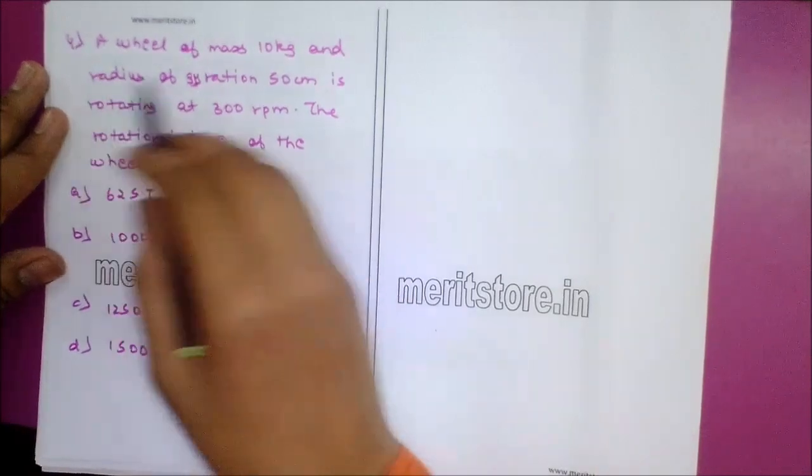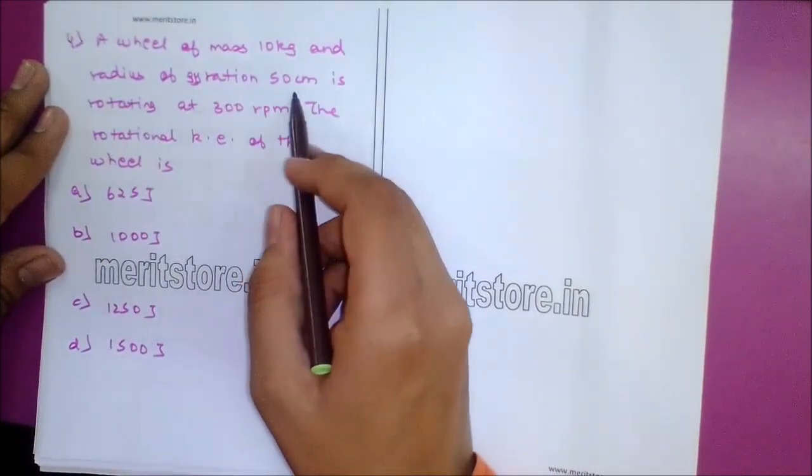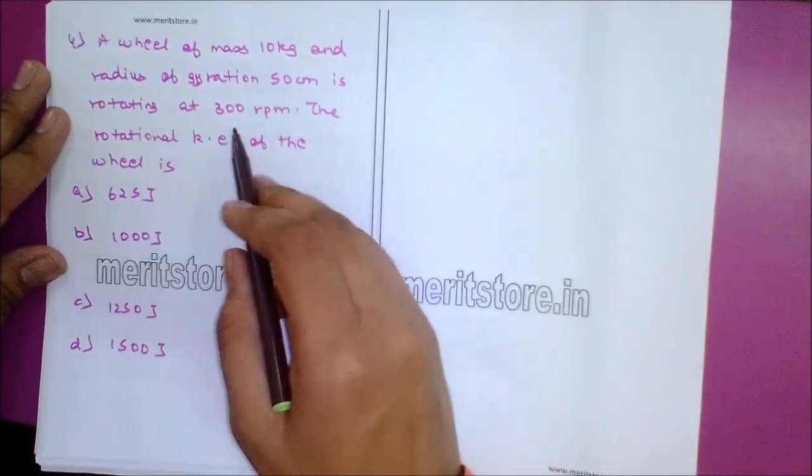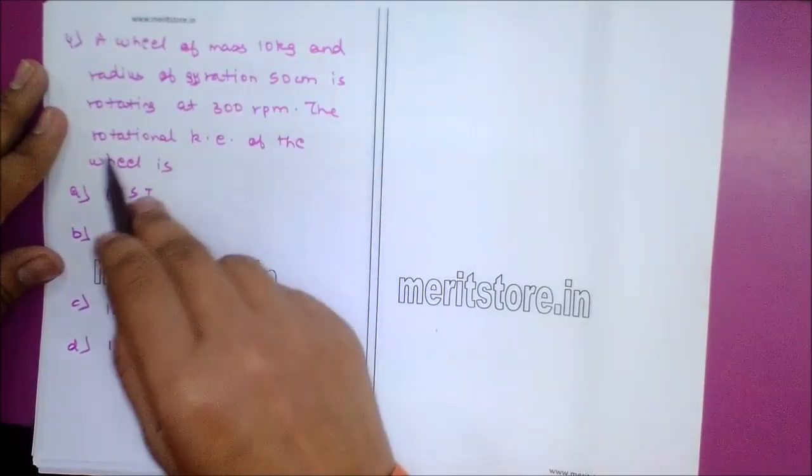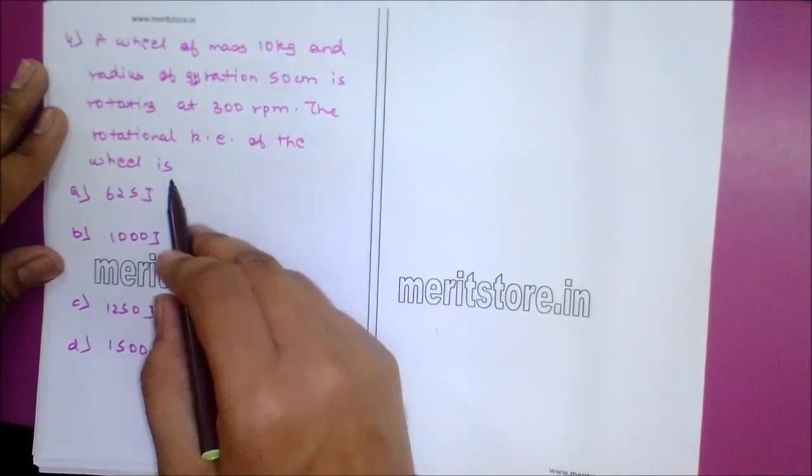Number 4. A wheel of mass 10 kg and radius of gyration 50 cm is rotating at 300 rpm. The rotational kinetic energy of the wheel is.